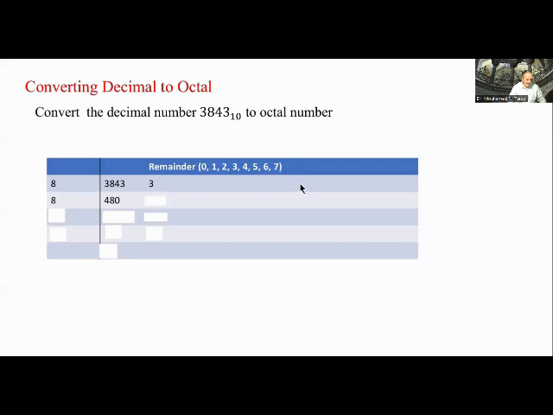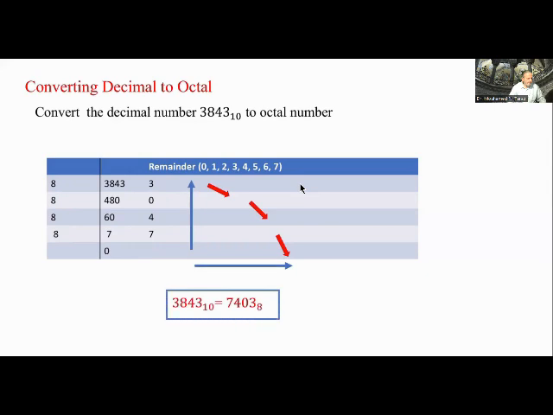This is divided by 8. You get 60, and the remainder is 0. 60 divided by 8, you get 7, and the remainder is 4. 7 divided by 8 is 0, and the remainder is 7. So now we do the same thing. We take these numbers and drop it this way, and we get this answer. So 3,843 base 10 is 7403 in base 8 as an octal number.